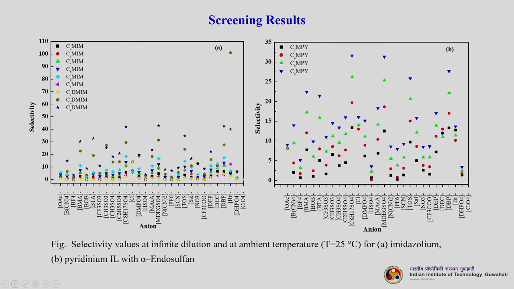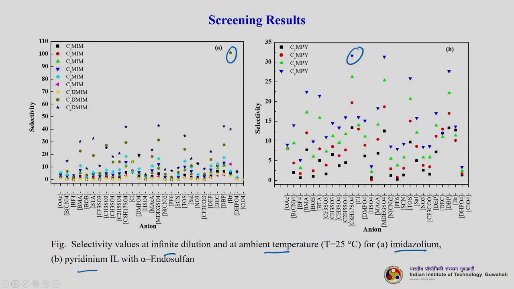So, what you get is something like this. These are selectivity values at infinite dilution and ambient temperature for imidazolium and pyridinium ionic liquids with alpha endosulfan. You can see whichever is best, in this particular case, you take that ionic liquid. If it is not commercially available, then we go for the next one, the one whose selectivity is second highest, and see if it is available commercially, then take it. So, this is how we have done some theoretical calculation.